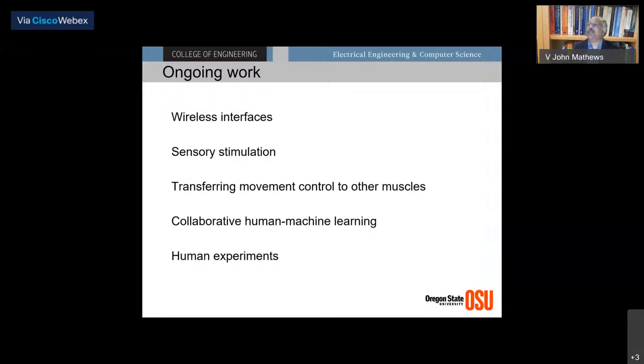Collaborative human-machine learning, where both the human learns how to do the control and the machine learns what the human is trying to do. And we are doing human experiments. In fact, we are just about beginning a 1-year-long phase of experiments where we are sending the human subjects back home with the artificial arm and the natural control algorithms implemented in the arm, hoping that they will be able to use it without coming back for a whole month. We will tell you what the results are if I ever come back and talk to you again in the next couple of years.